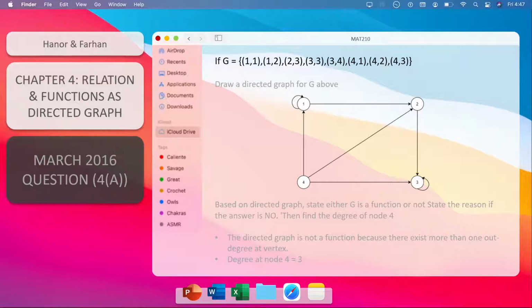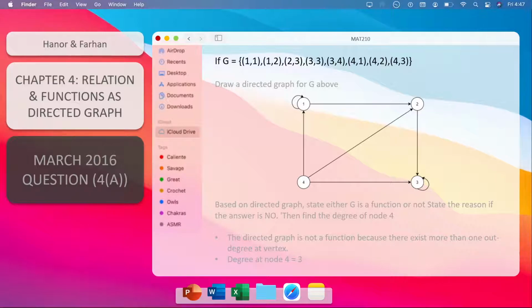So question 2 in March 2016, question 4. Based on the directed graph, state whether G is a function or not. State the reason if the answer is no, and then find the degree of not 4. If you want to determine whether the graph is a function or not, for each vertex there must exist exactly one out degree at each vertex.